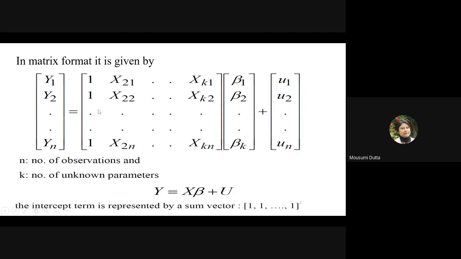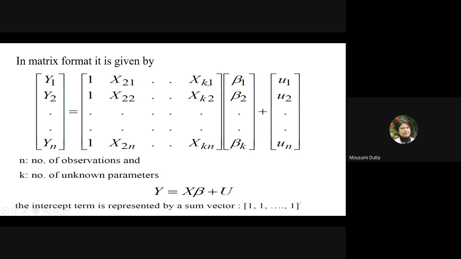Now, all the x I am considering in a matrix: x21, x22 up to x2n, x31, x32 up to x3n, xk1, xk2 up to xkn. So all the x variables I am considering in one matrix. The first column of the x matrix is given by 1 if there is an intercept in the model.